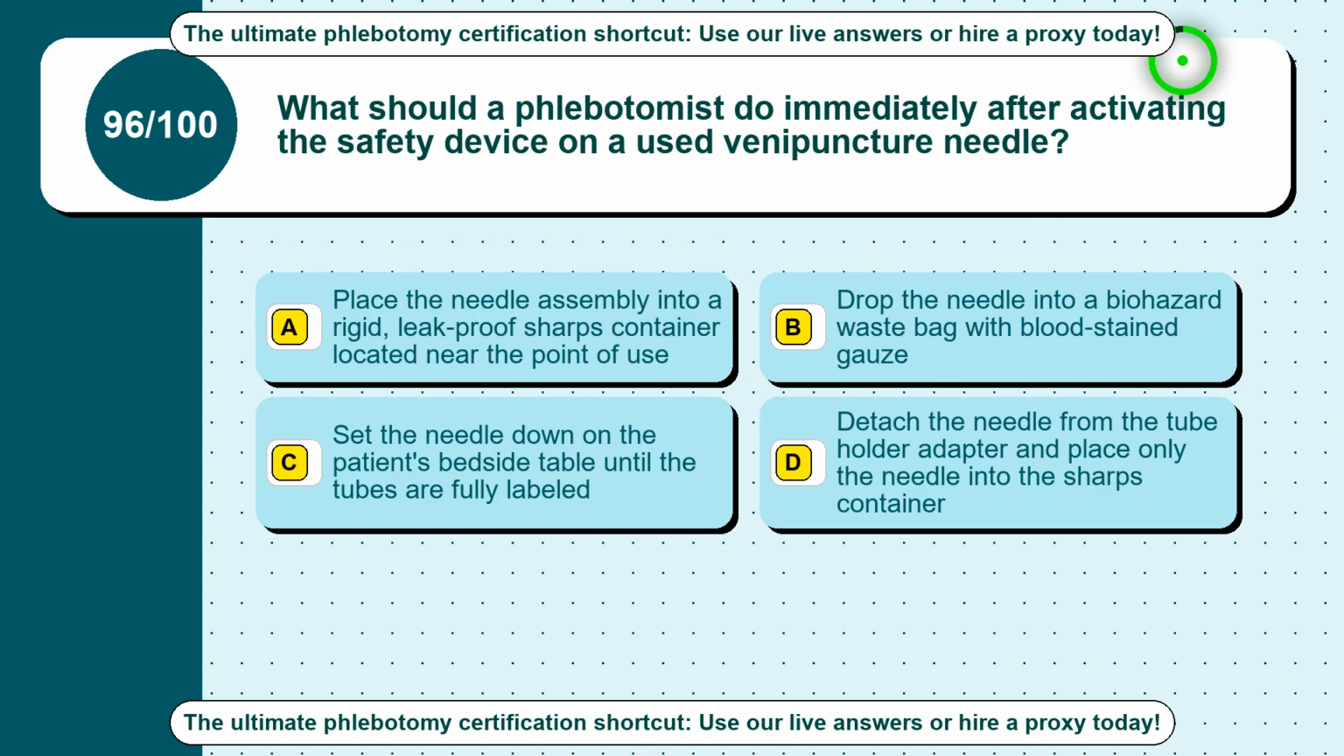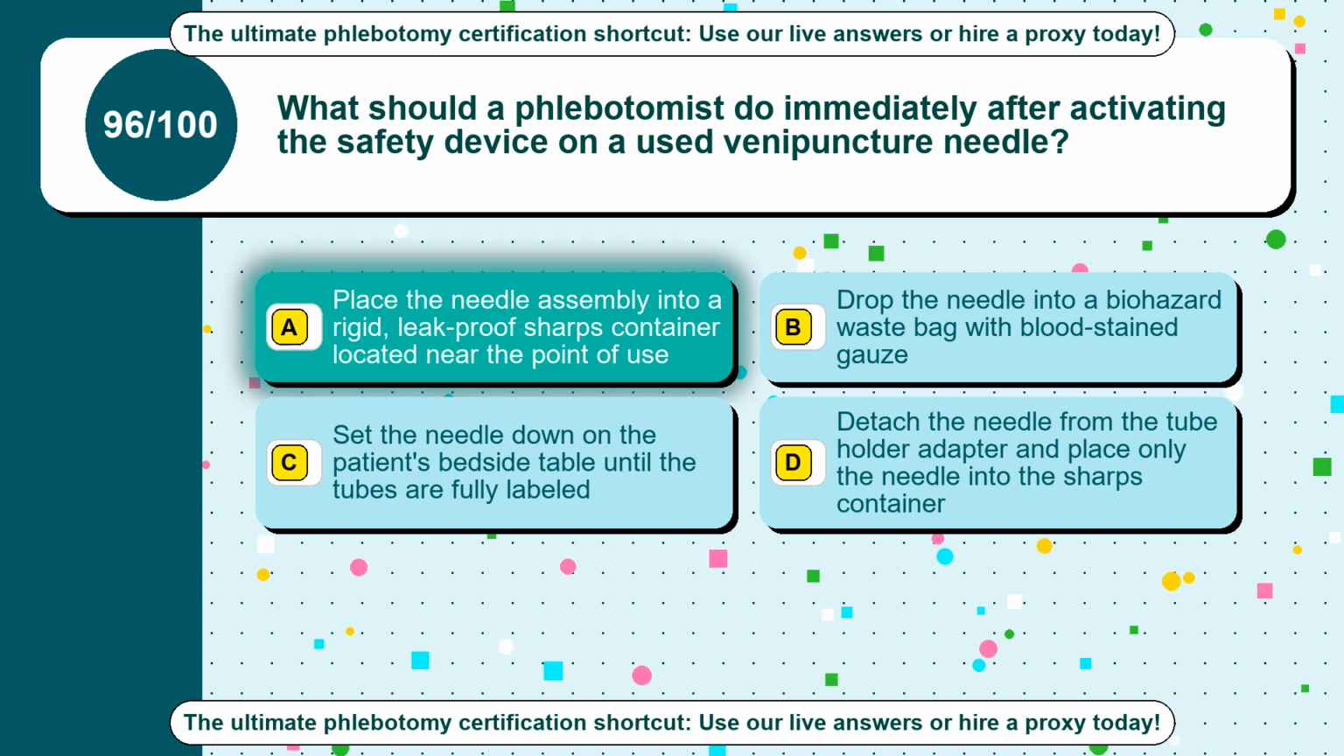Question 96. What should a phlebotomist do immediately after activating the safety device on a used venipuncture needle? Option A, place the needle assembly into a rigid, leak-proof sharps container located near the point of use. Option B, drop the needle into a biohazard waste bag with blood-stained gauze. Option C, set the needle down on the patient's bedside table until the tubes are fully labeled. Option D, detach the needle from the tube holder adapter and place only the needle into the sharps container.